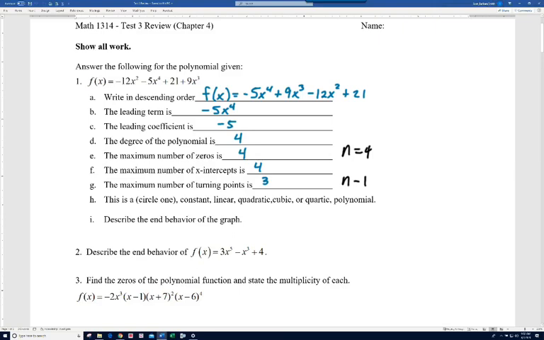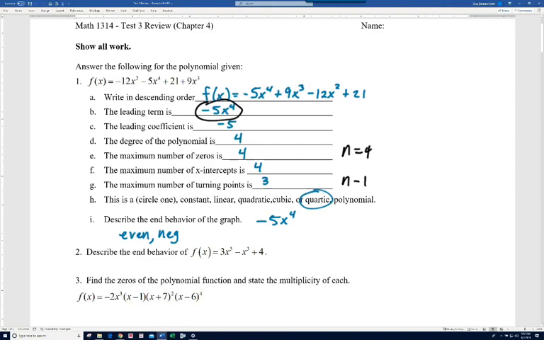This is a 4th degree polynomial, so we call that quartic. Cubic would be 3rd degree, quadratic would be 2nd degree, and so on. And then describe the end behavior of the graph. Now remember, the leading term is going to determine your end behavior. In this case, we're even and we're negative. The number out front's negative, and it's an even degree.